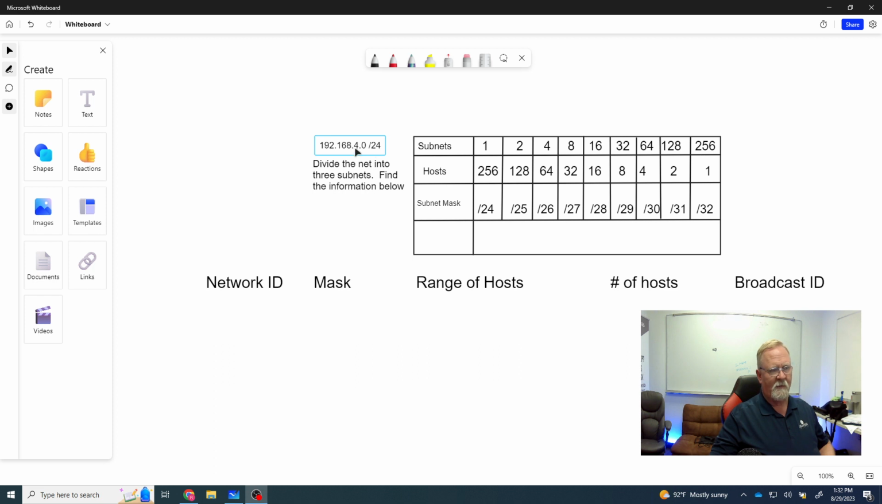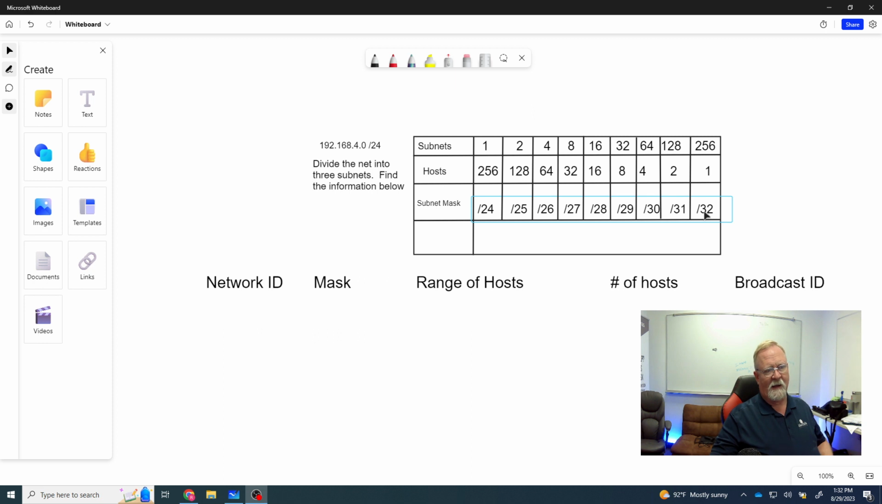Given that information, we need to make 3 subnets, and we need to have the maximum number of hosts available in each one of those 3. To do that, we're going to use this table here. This is a really handy little thing. You can memorize it pretty simply. Just start off 1 to 256. That's the number of subnets you're dividing into. Hosts is how many IP addresses are available in each subnet if you divide it, starting at 256, divided by 2, divided by 2, and so on down to 1. And the subnet mask starts at /24. That's with 1 network and no divisions, all the way down to /32.